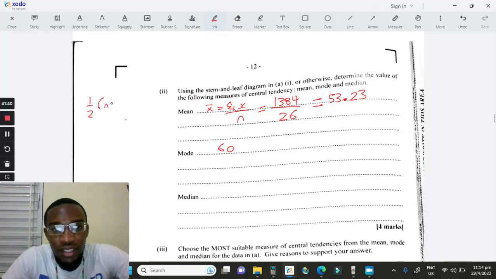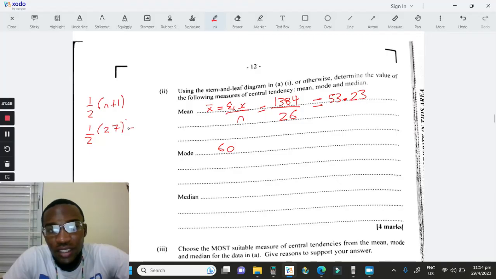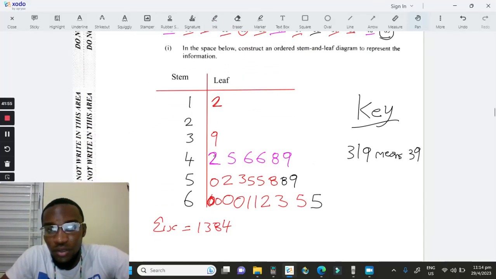Now the median is the middle number, and there's 26 of them, so the middle number is half n plus 1 to get the median position. So half 26 plus 1 is half of 27, which is 13.5. 13.5 is in between the 13th and the 14th term. So we have 1, 2, 3, 4, 5, 6, 7, 8, 9, 10, 11, 12, 13.